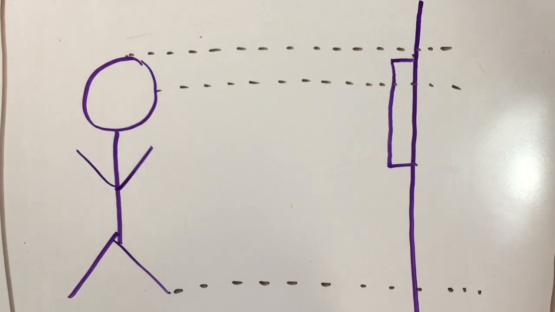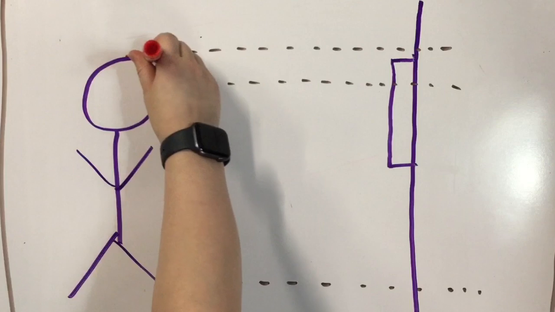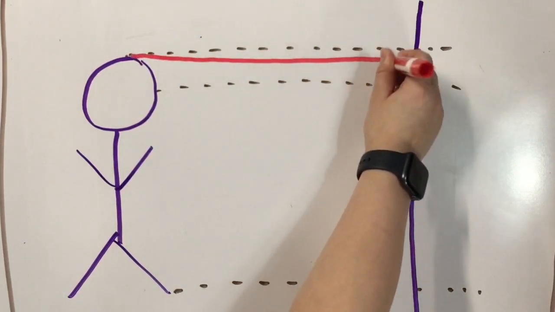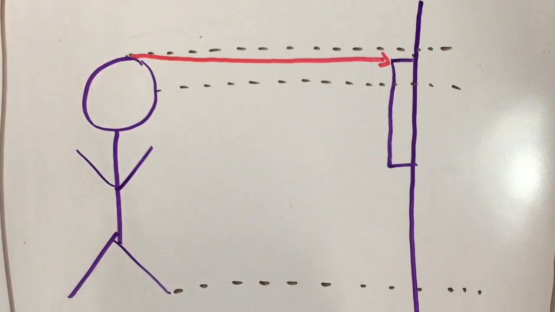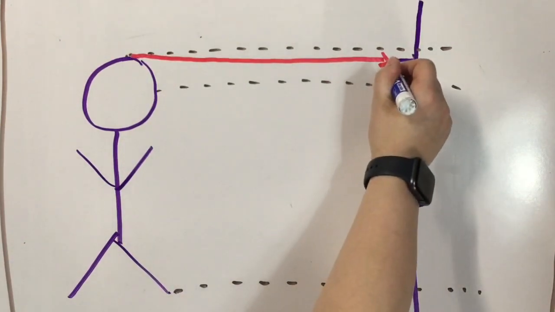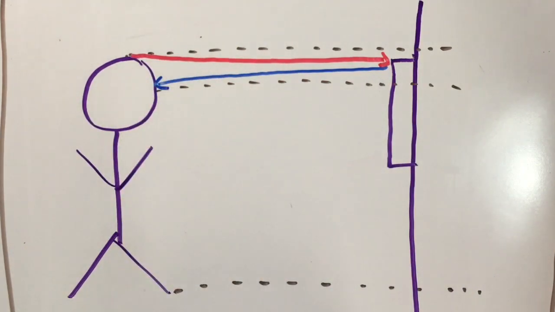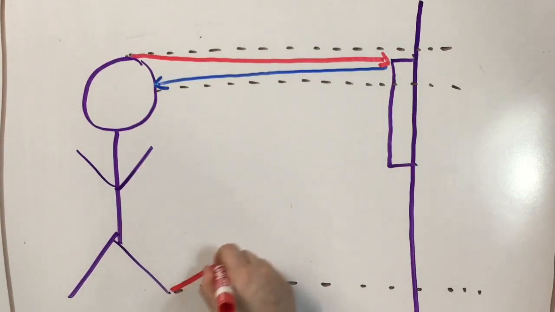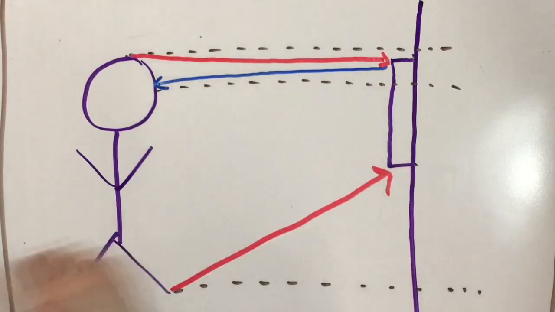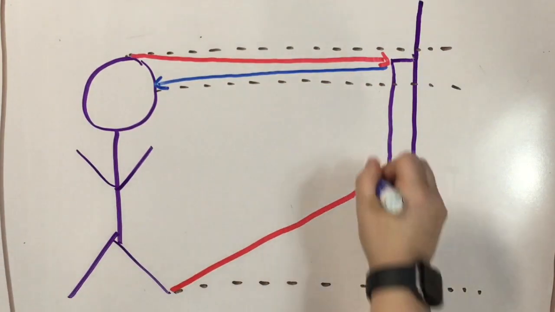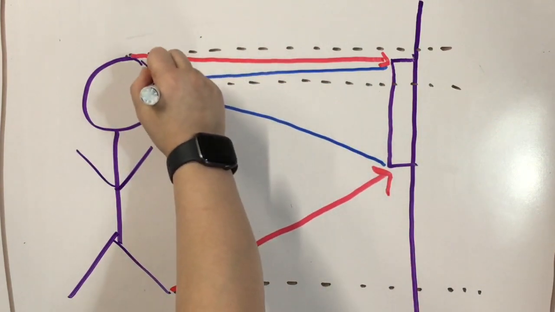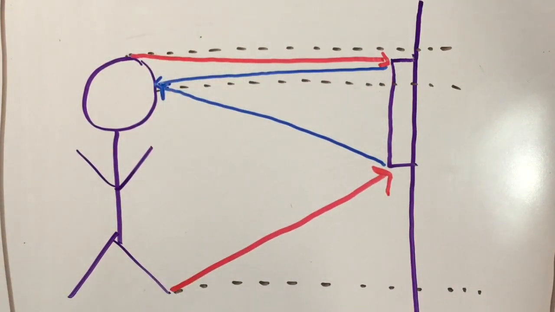Let's draw out those light rays. The top of the head is going to go to the very top of the mirror. It's then going to bounce off with the same angle and hit the eye. Then from the toes, we're going to do the same thing. It's going to hit the bottom of the mirror, reflect off, going to the eye. We now have this. This is showing his entire body.